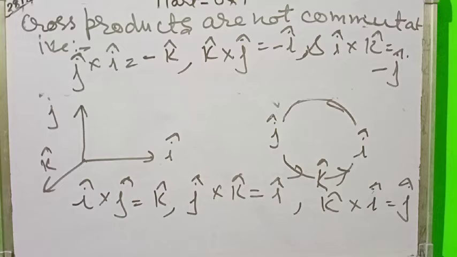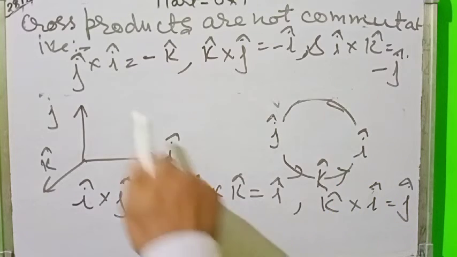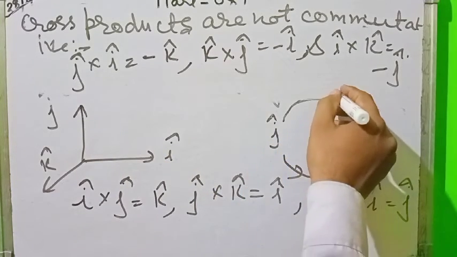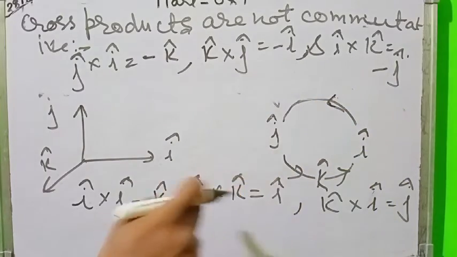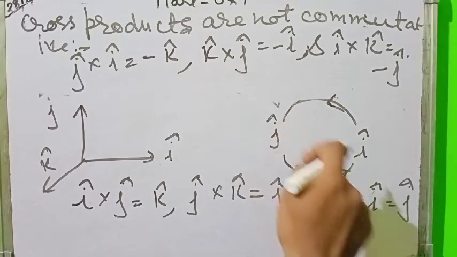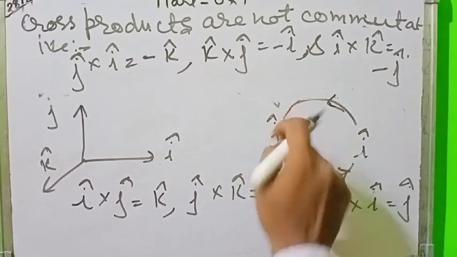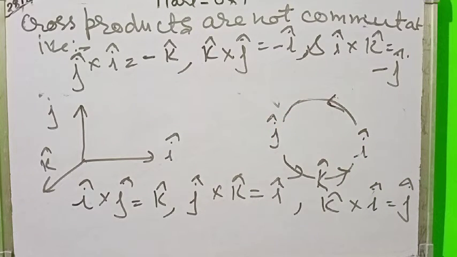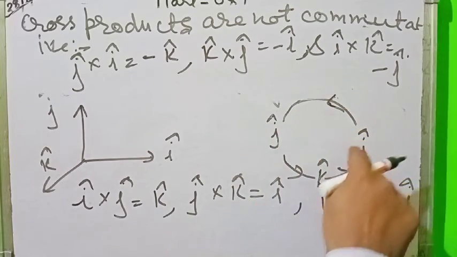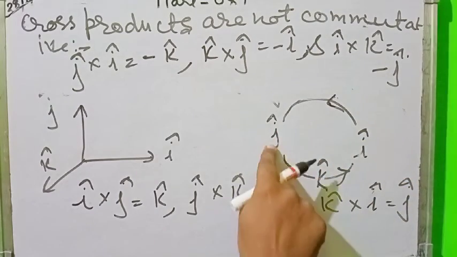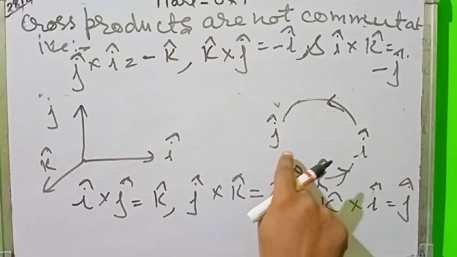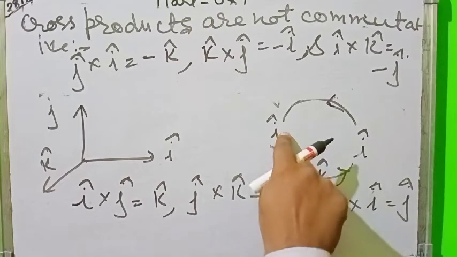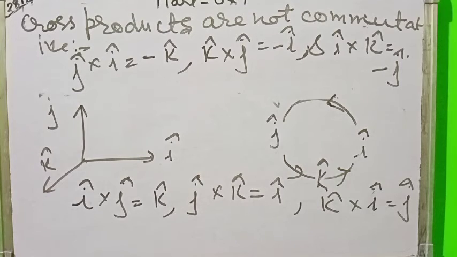It means that just as we moved in the anti-clockwise direction, i cross j gives k, and k cross i is equal to j. But now we are moving in the clockwise direction. j cross i is equal to minus k, k cross j is equal to minus i, and i cross k is equal to minus j. Since the cross product of vectors is not commutative, it is like this.